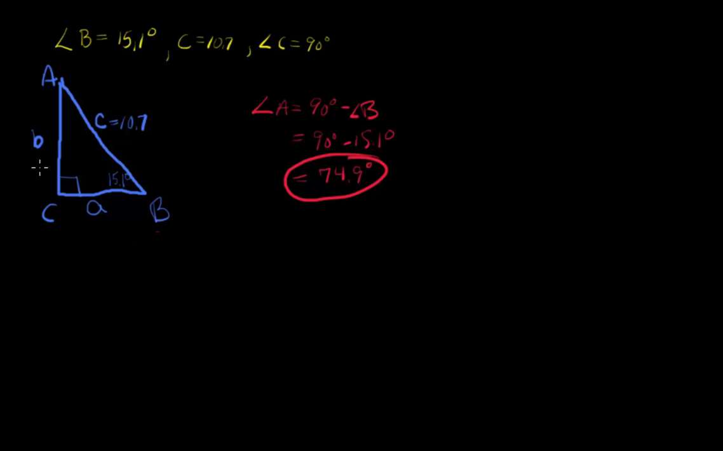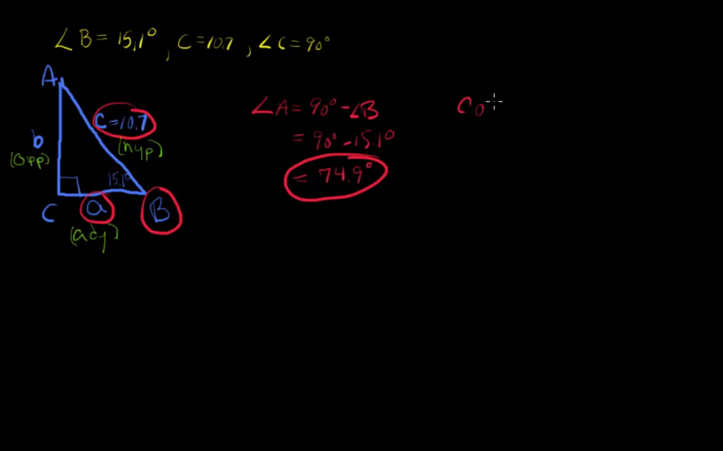Next, we need to find either A or B. Typically, we solve in alphabetical order. So again, we know angle B, we know side C, and we're trying to find side A. So let's go through and label what these things are in terms of angle B. So, side A would be the adjacent side. Side C is, of course, the hypotenuse. And while we're at it, side B would be the opposite side. So we can see that we're working with the adjacent side and hypotenuse and angle B. And of course that is cosine.